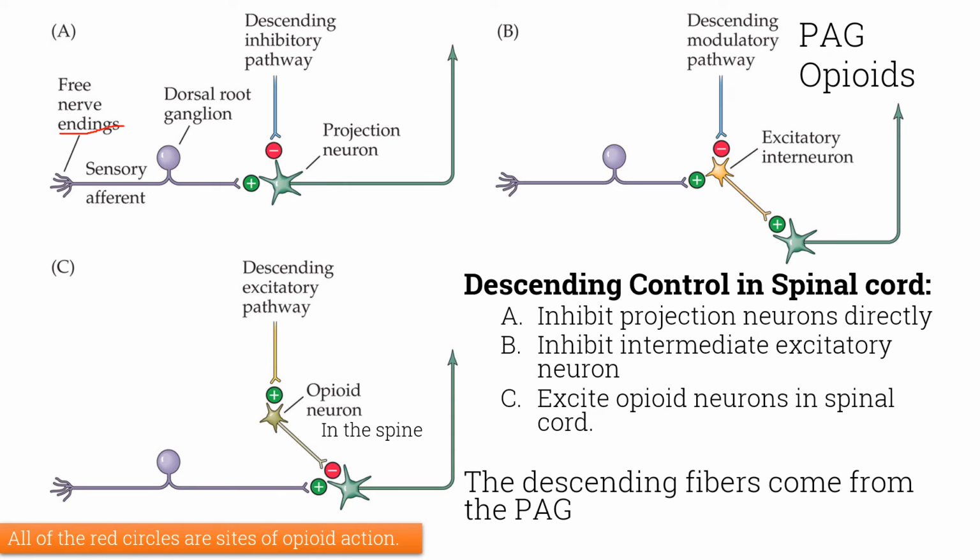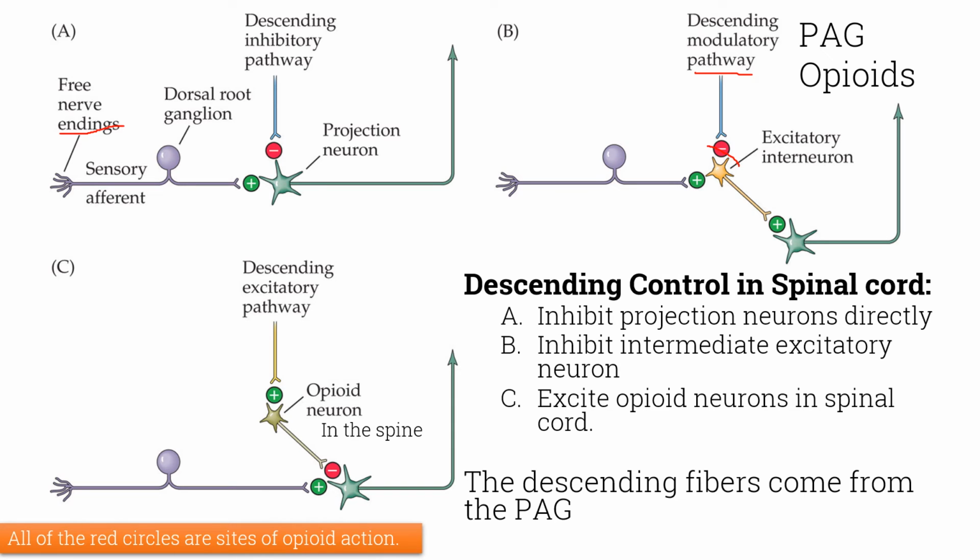Now, if there's no inhibition through the periaqueductal gray descending pathways, then we'll have a pain response. But that inhibitory pathway can shut down that projection neuron to overcome the excitation, to inhibit that excitation from the nociceptor to inhibit the pain response. Alternatively, there could be an excitatory interneuron between the projection neuron and the nociceptor. So here we have the descending pathway from the periaqueductal gray inhibiting the interneuron rather than the projection neuron directly.